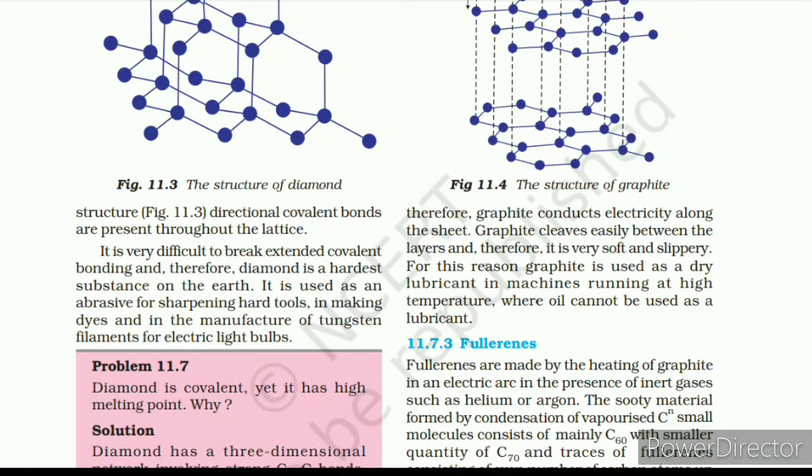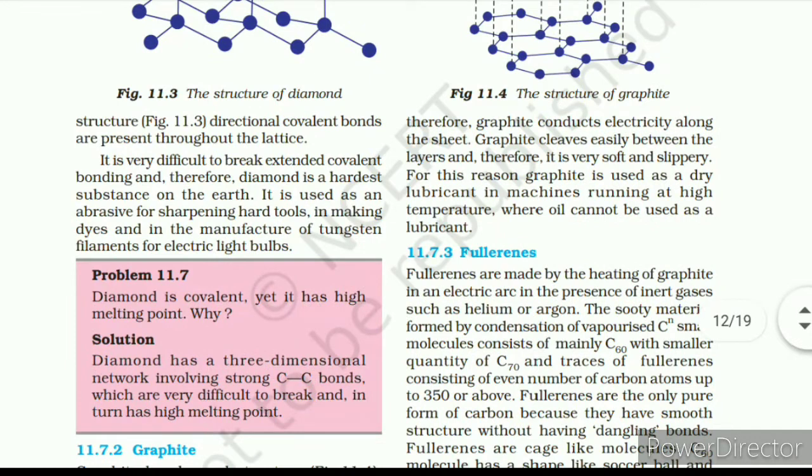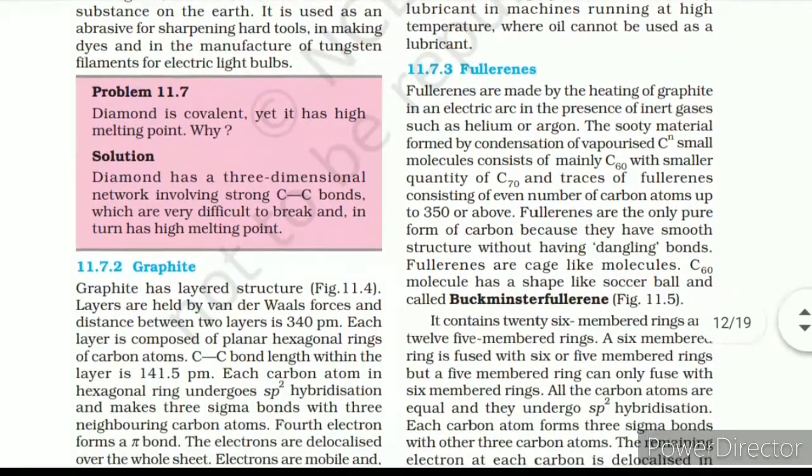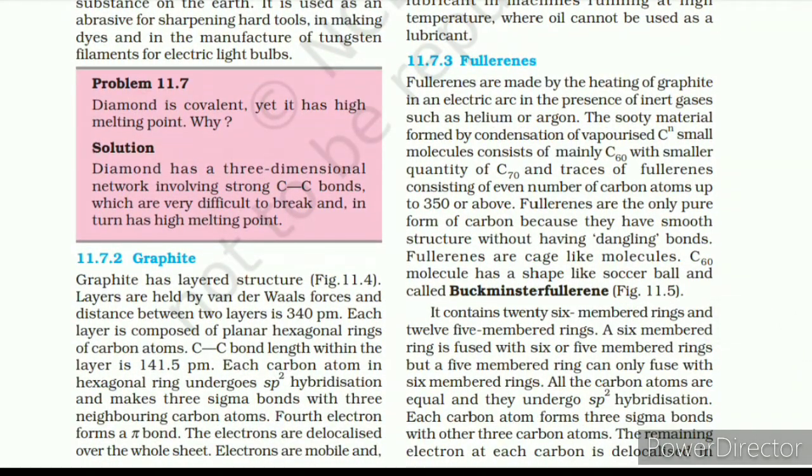11.7.2 Graphite. Graphite has layered structure. The layers are held by van der Waals forces and the distance between 2 layers is 340 picometer. Each layer is composed of planar hexagonal rings of carbon atoms. Carbon-carbon bond length within the layer is 141.5 picometer. Each carbon atom in the hexagonal ring undergoes sp2 hybridization and makes 3 sigma bonds with 3 neighboring carbon atoms.